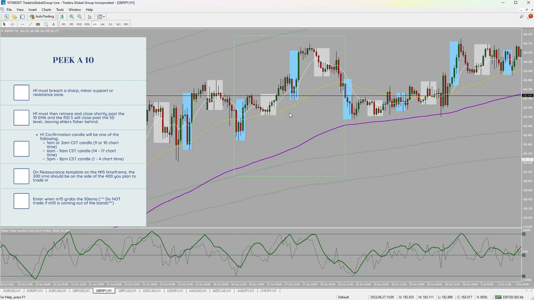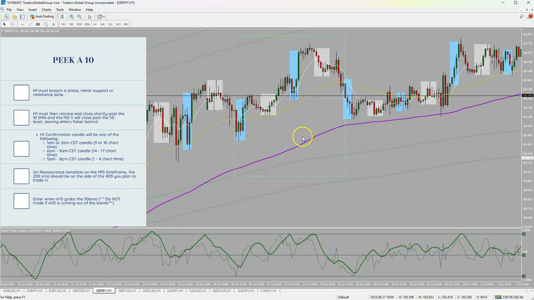So now our first three rules have been met. So once again, just a brief recap of the first three rules. H1 breached this sharp area of resistance. Second rule, this came down, closed just a little bit past the 10 EMA. At the same time, RSI 5 left the Ehlers-Fischer behind and went ahead and closed under the 50 level. The third rule is simply that this particular confirmation candle happen at the proper time of day according to my rules.